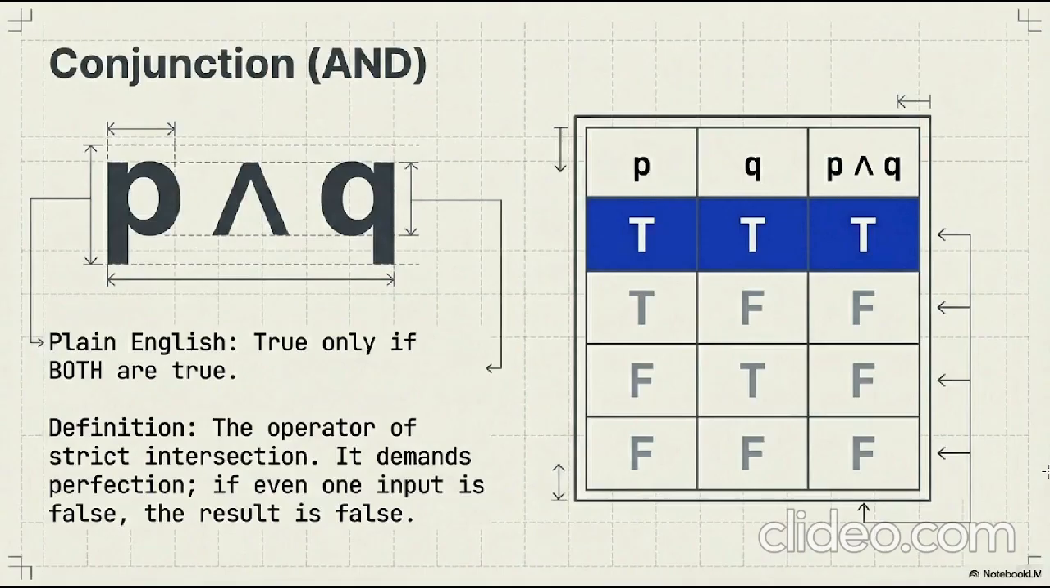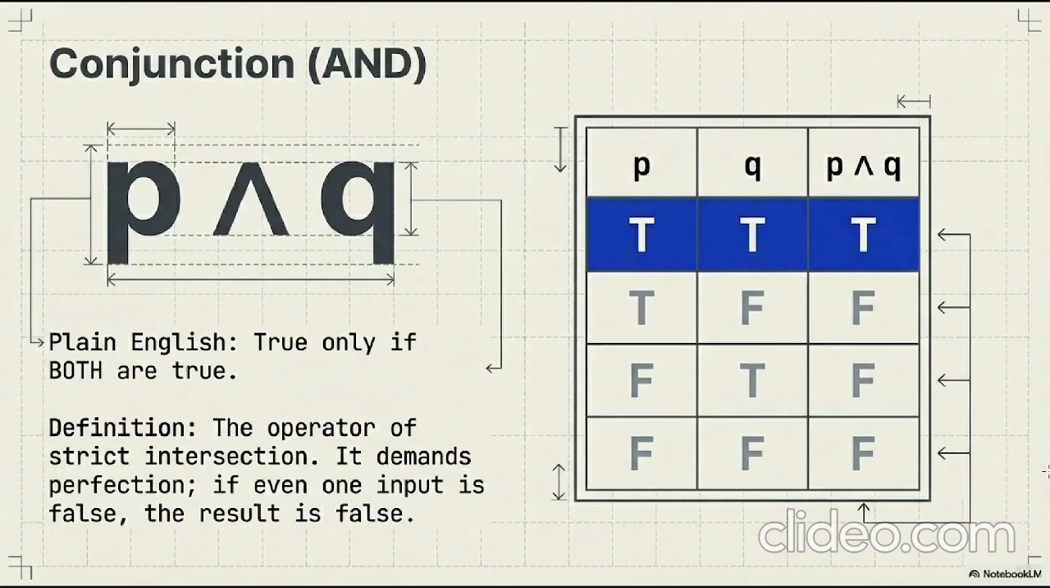The next operator is conjunction. Conjunction is written as P and Q or P ∧ Q. The statement is true only when both P and Q are true. If even one of them is false, the result becomes false. So AND is strict. It demands both conditions to hold.